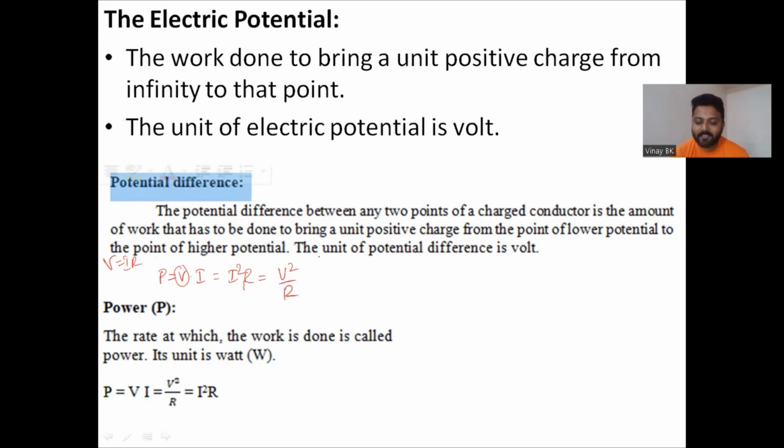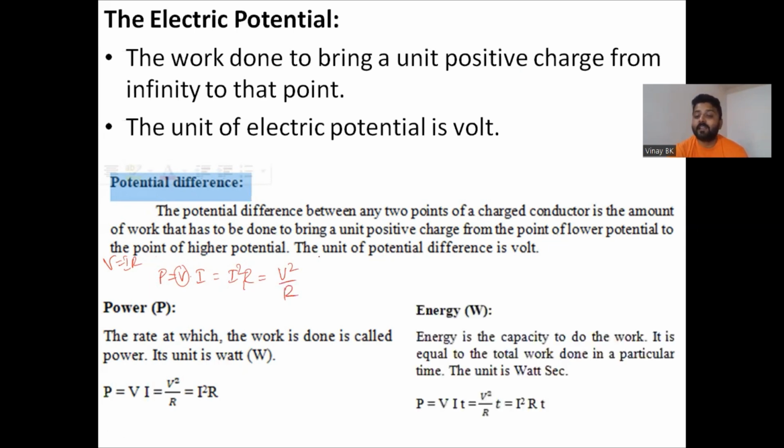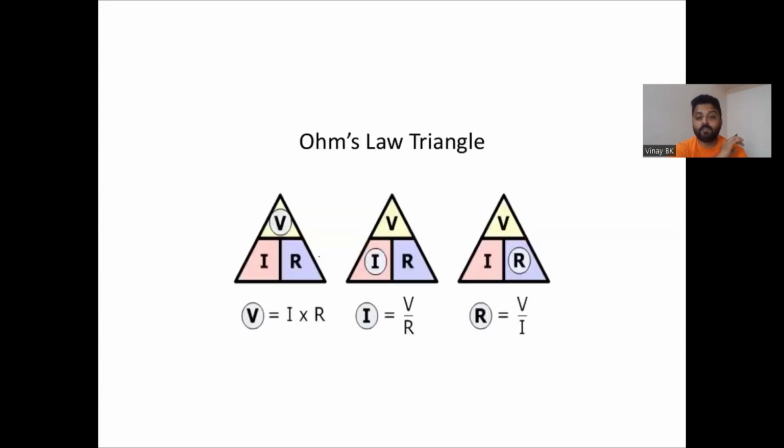Similarly, one more parameter is energy, the capacity to do work. The capacity to do work is nothing but energy. Okay, so these are the points: Ohm's law and limitations, and you should know some basic definitions of current, voltage, resistance, and property of resistance. So next, move on to the Ohm's law triangle.